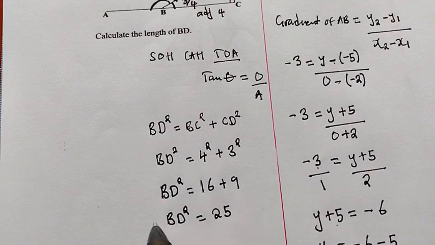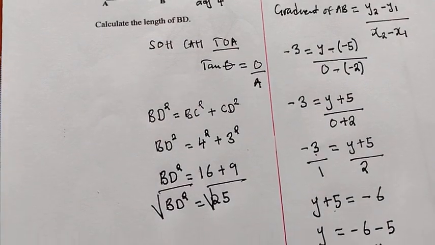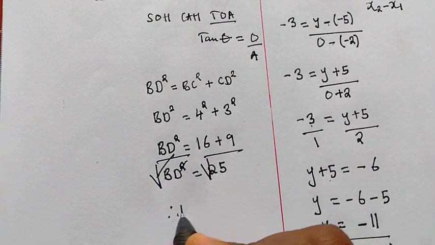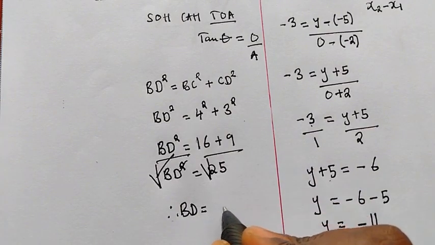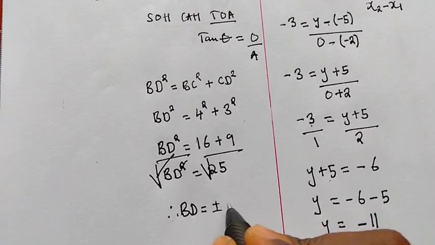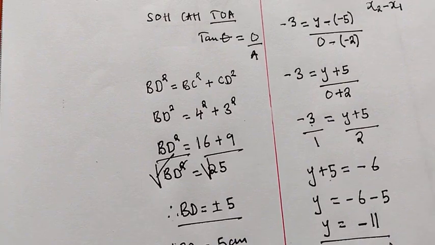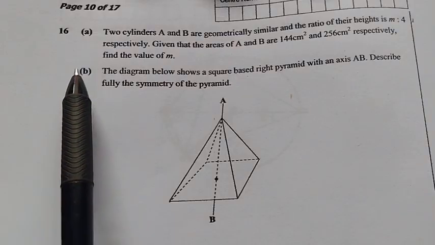So we want to find BD. There's need for us to get rid of the square. So introduce a square root, even here a square root. Okay, so from here, what are we going to get? This and this will cancel. Therefore, BD is equal to the square root of 25. We are going to have plus or minus 5. That is the square root of this. Now, we just say therefore, BD is equal to 5 centimeter. We get the positive value.